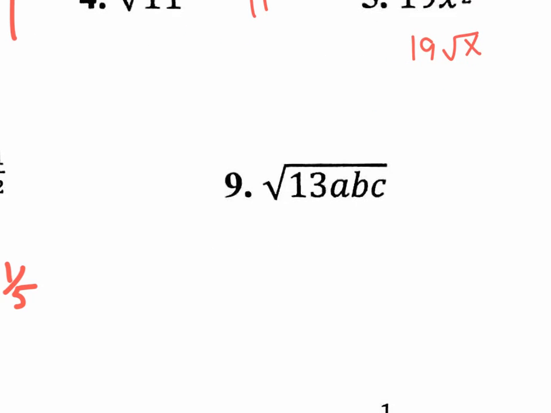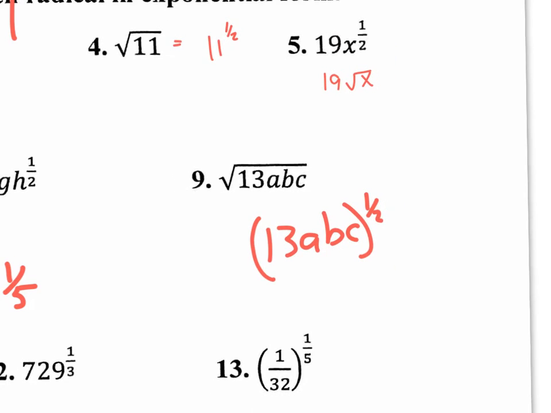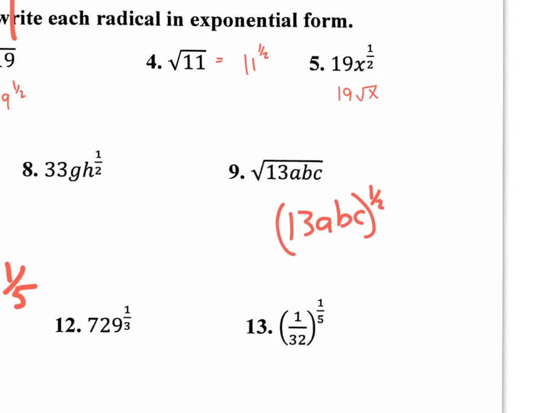Okay. How would you write number 9 as a rational exponent? Are you going to leave it like this? No, because that's only on the c, right? So what do we need to do? Put in parentheses. That's right. So you have 13abc all to the 1/2 power, because the 13abc is all inside the square root. Okay, so that's really the skill for today.